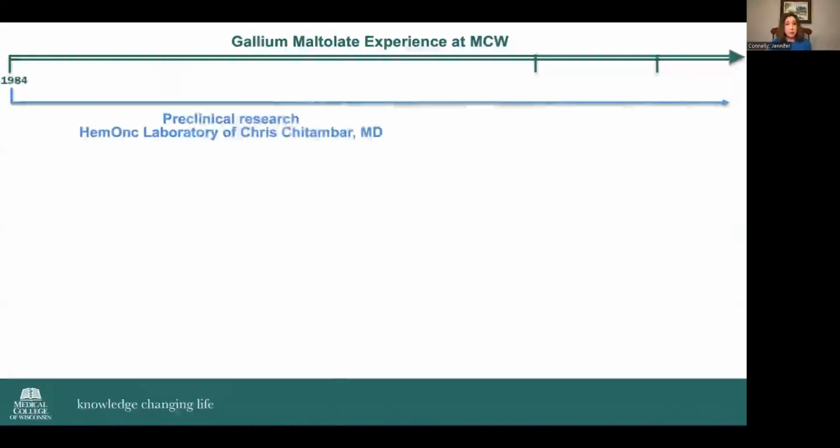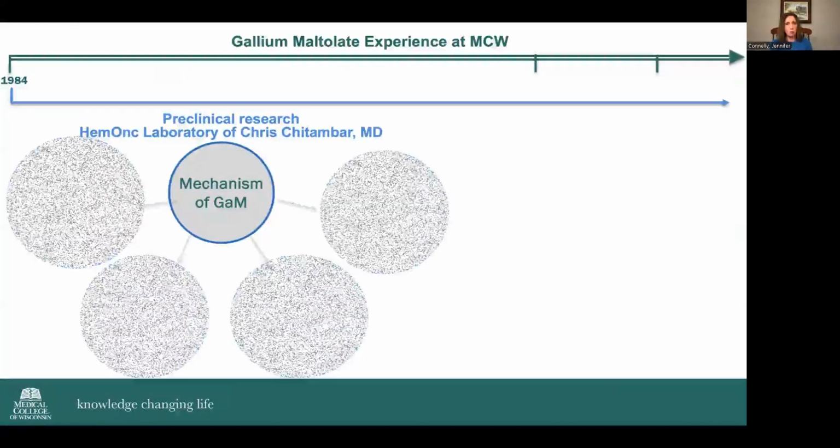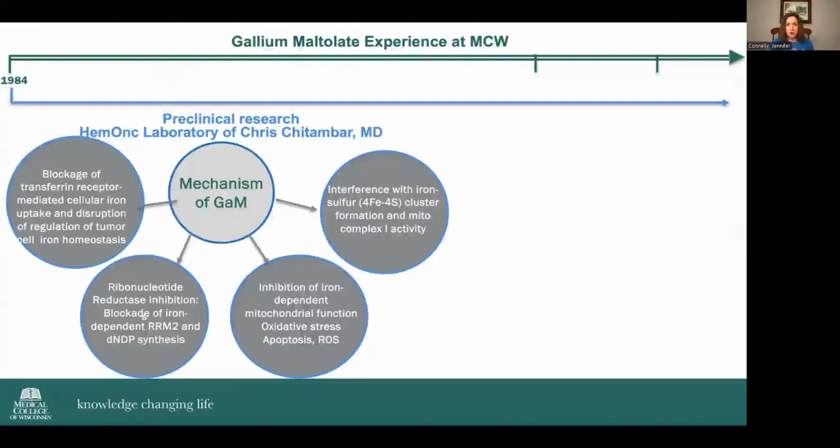And this actually goes several decades back, and it starts with Dr. Chris Chitambar, who nearly 3 decades ago started studying gallium maltolate in his lab. And his focus was really looking at what is the mechanism of action? How does gallium maltolate work? And there was a number of discoveries he made. I'm not going to get into the details of that just in the interest of time. But we do know one of the major mechanisms of action is actually working on mitochondrial complex 1.